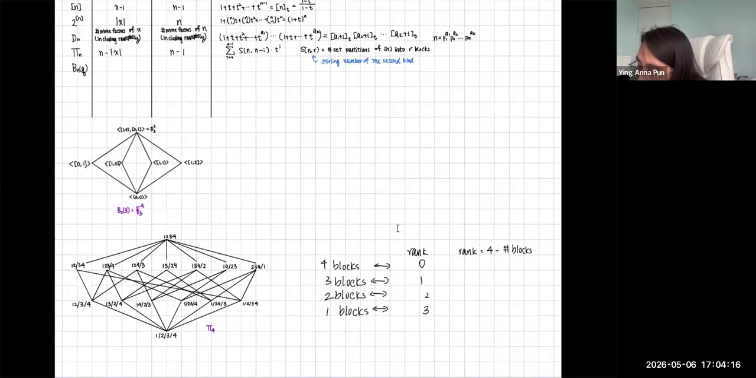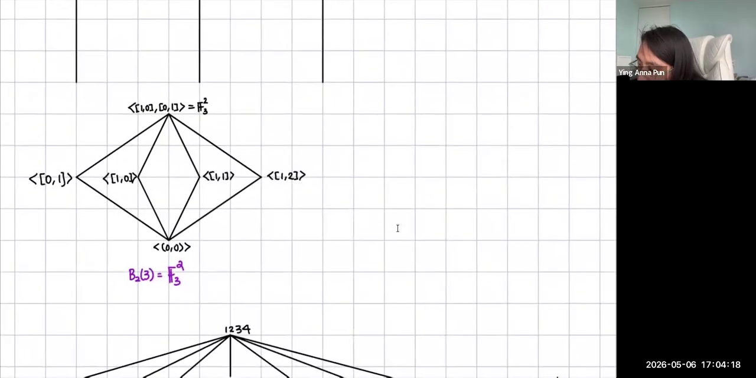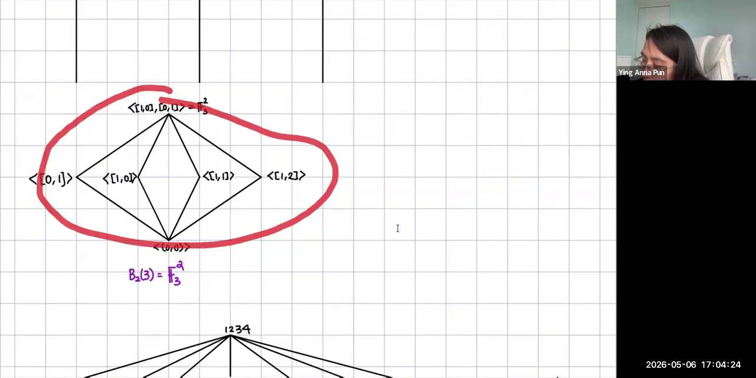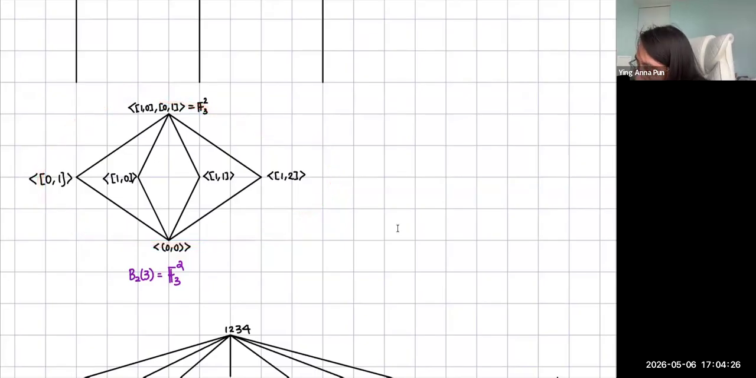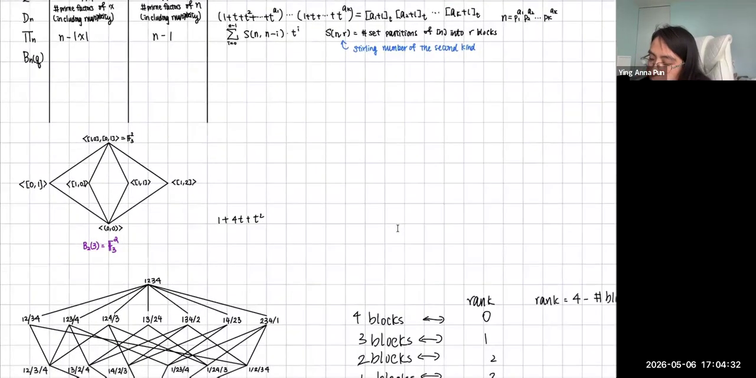So this is one of the examples, where we look at F_2^3 and then look at all the subspaces of F_2^3. This is the Hasse diagram. In this very particular case, we have 1 + 4t + t^2. Okay. But in general, how do you find it?